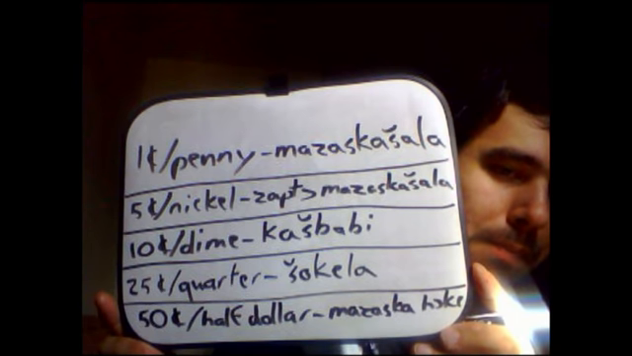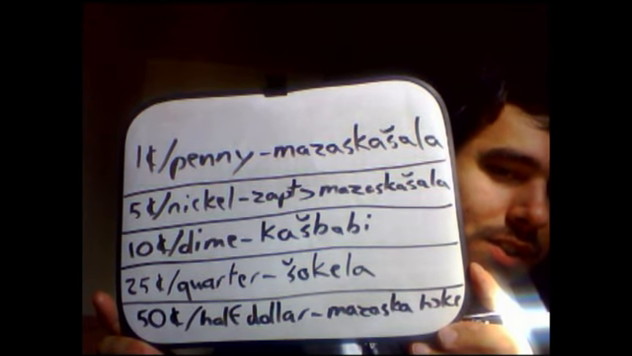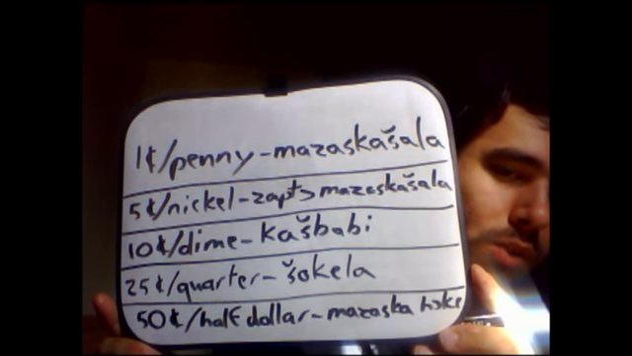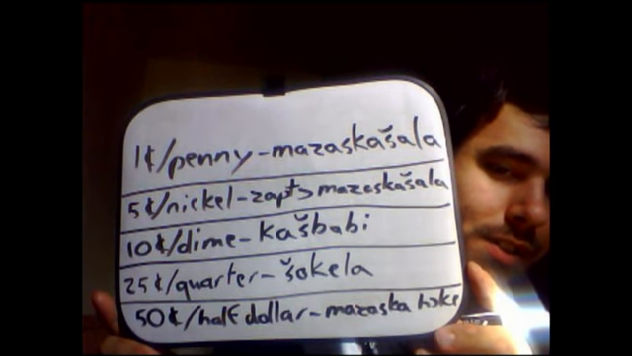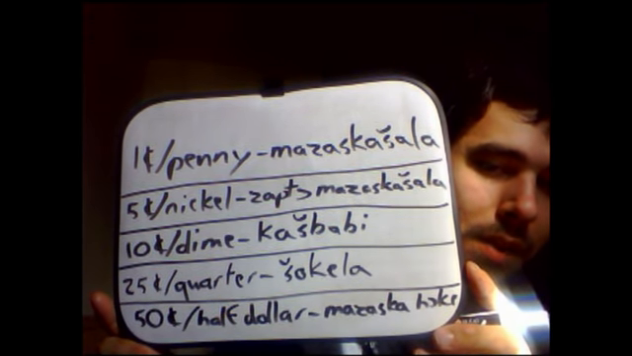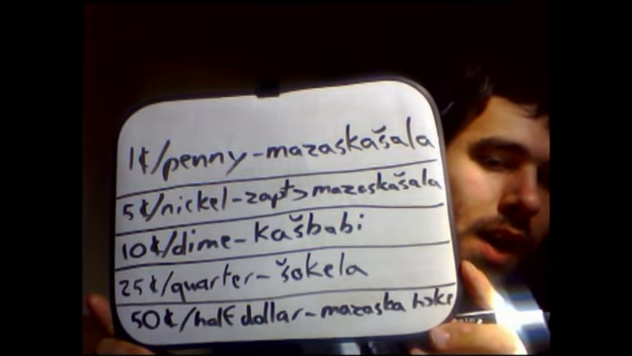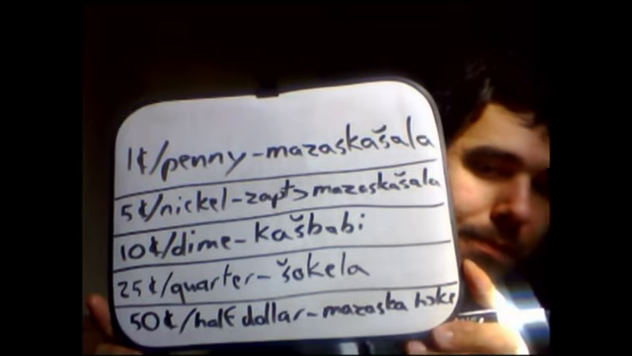Dime, Kashbabi, is 10 cents. 25 cents or a quarter is Shokala, and 50 cents or a half dollar, something that's disused in the US by now, but you come across them every once in a while, Mazaska Hohe. And going through the dollar bills, all you do is add the correct number after the word Mazaska. So $1 Mazaska Wangi, $2 Mazaska Nompa, $5 Mazaska Zapton.